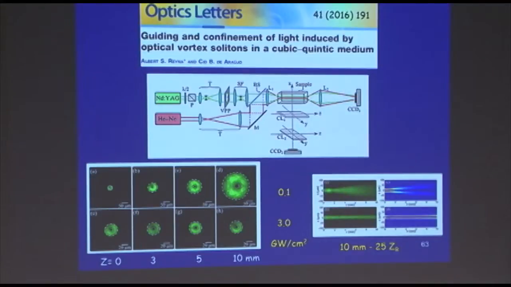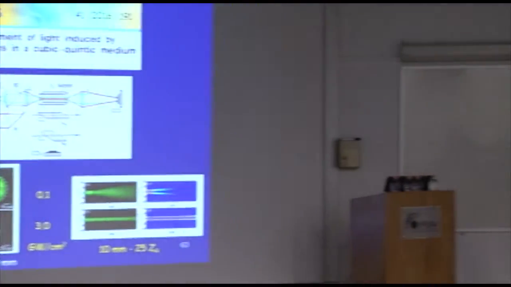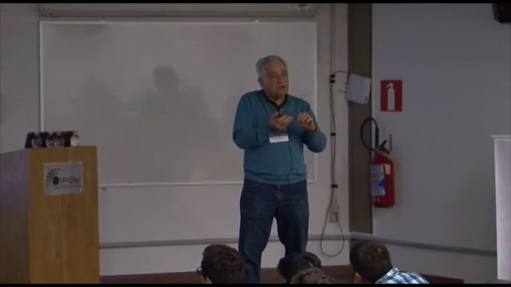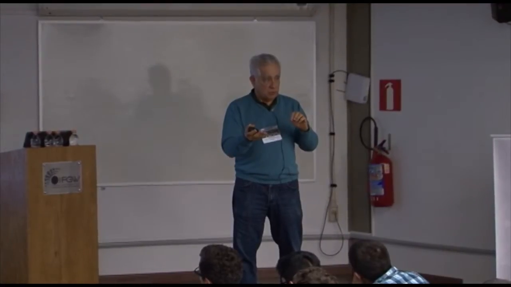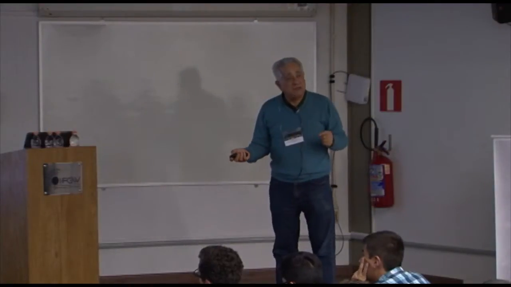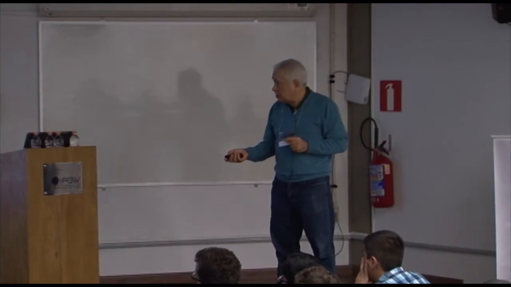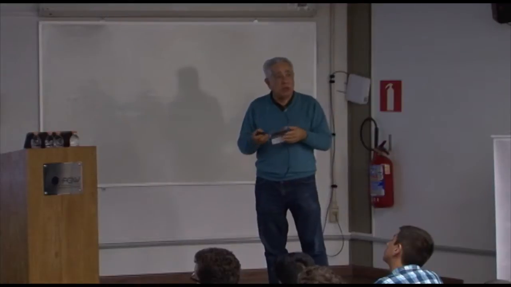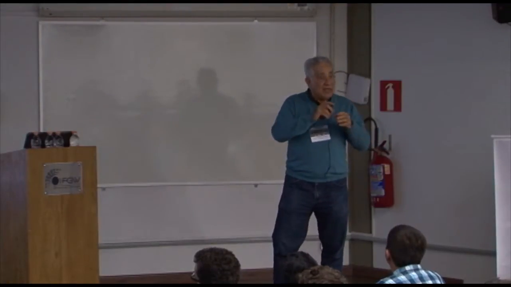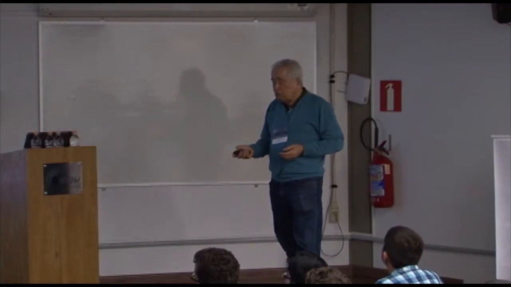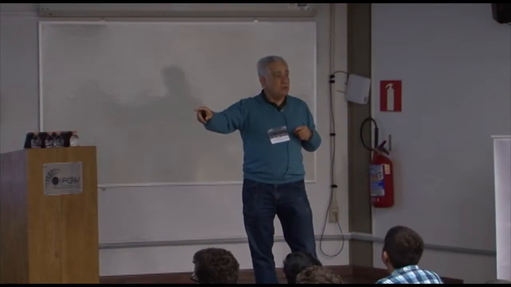What happened? Since the medium is self-defocusing, it means that the region where I have this green beam has a refractive index which is smaller than the original refractive index of the liquid. Okay? Because it's self-defocusing. So in the center of the beam, the linear refractive index is larger than in the part that is illuminated. So I have a situation which is equivalent to an optical fiber. The cladding here is due to the vortex soliton.